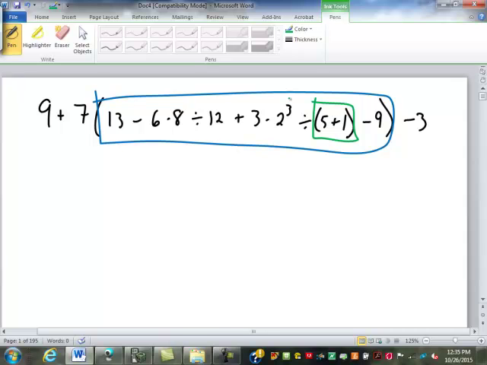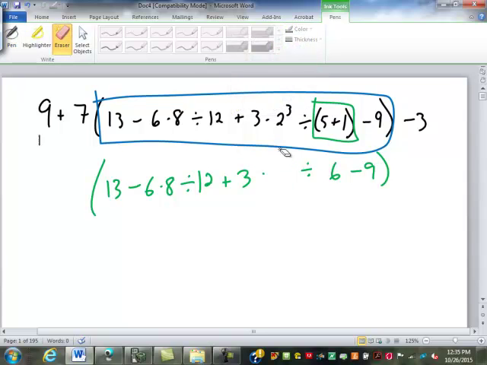5 plus 1 is 6. So we're going to replace that parentheses with 6. Now that we've reduced it to a single number, we don't need the parentheses anymore. Do we have to put a multiplication in front of it? No, because there's already an operation there. Now I'm just going to rewrite what's in the parentheses because I'm lazy and I don't feel like doing any more.